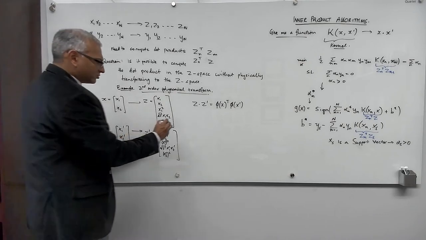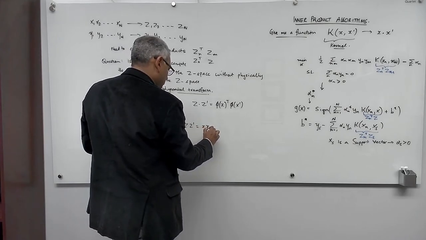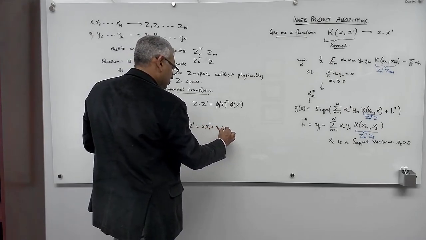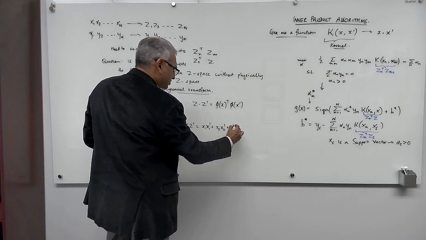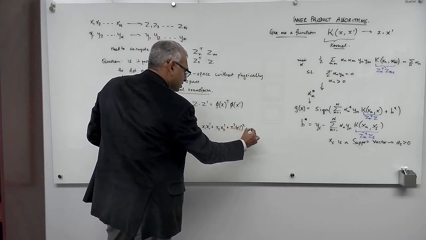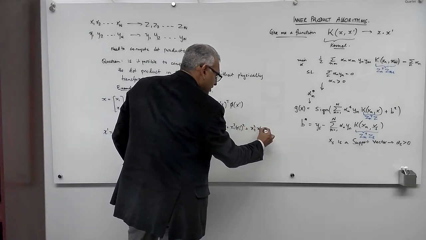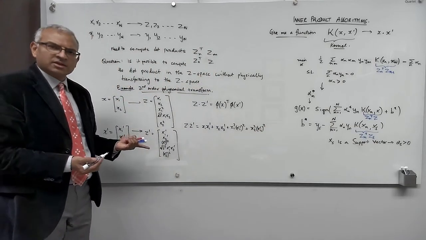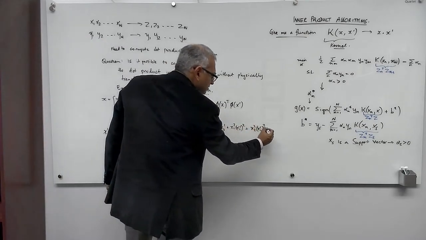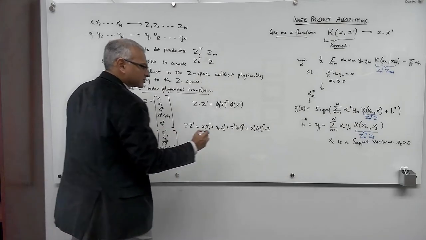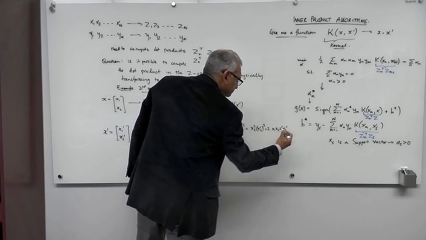So if I take the dot product of these two, z dot z prime is exactly equal to x1 x1 prime, plus x2 x2 prime, plus x1 squared x1 prime squared, plus x2 squared x2 prime squared. Now this is where the convenience of the root 2 comes in: square root of 2 times square root of 2 is just 2. So we get plus 2 x1 x2 x1 prime x2 prime.